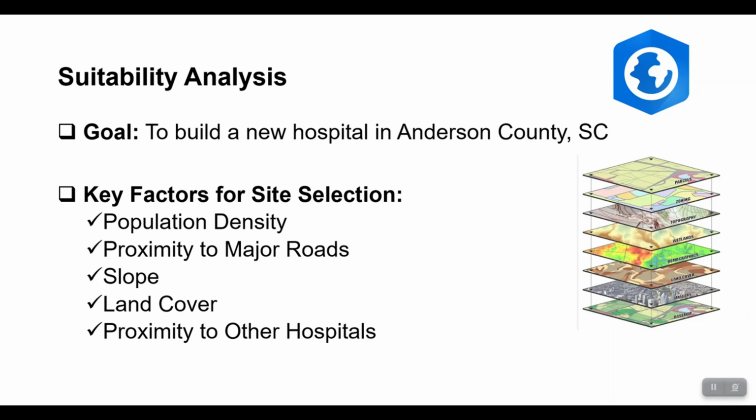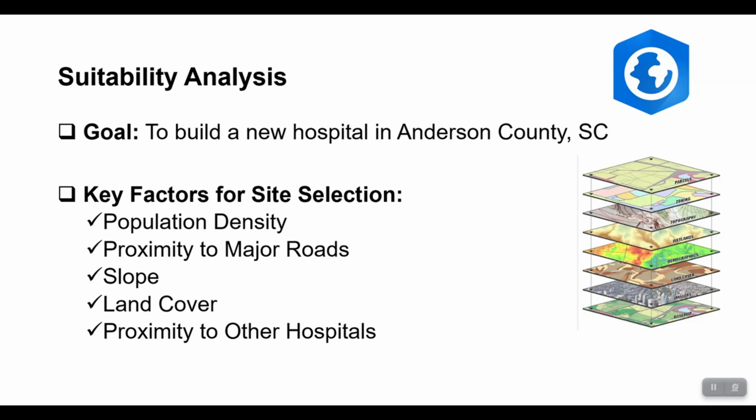And let's say they consider 5 different factors for identifying the best location for building this new hospital. The first factor is population density. And obviously the hospitals should serve a large population with higher demands. You don't want to have a hospital in areas with few number of people.